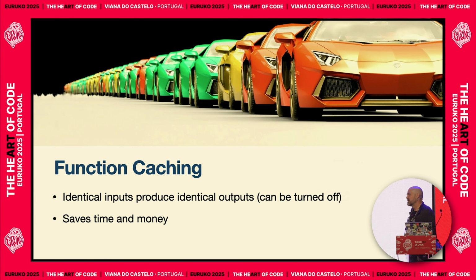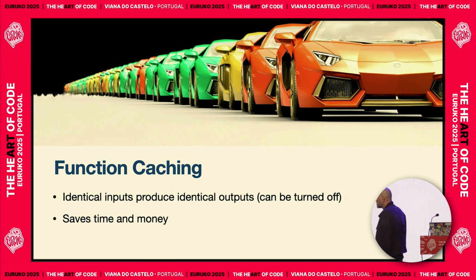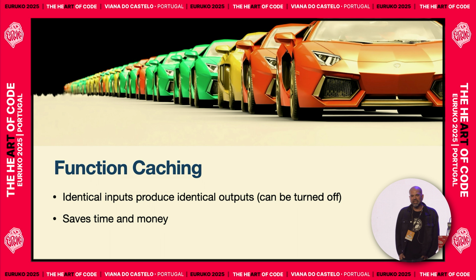Similarly, also mostly useful in development, some functions take a long time to execute. So if you're calling those functions, you can turn on function caching, which means that identical inputs will produce identical outputs, and those are cached. Again, saves time and money.